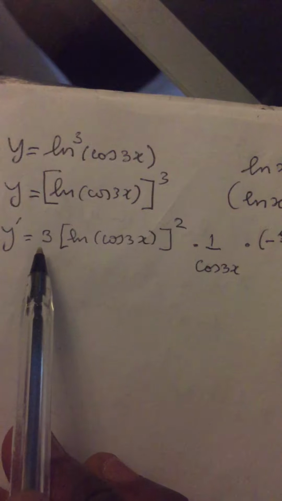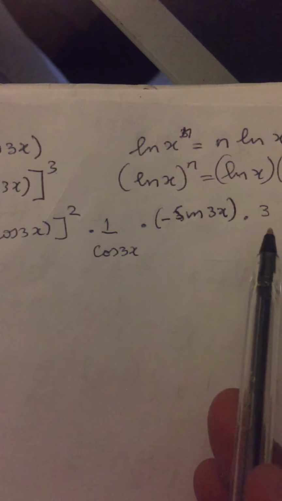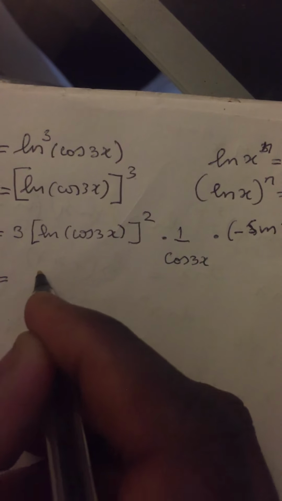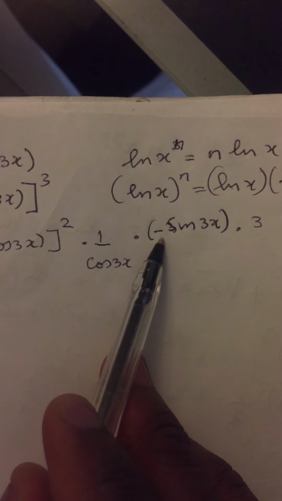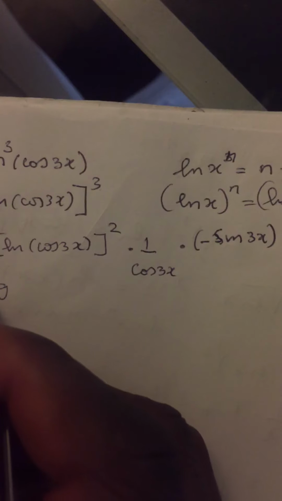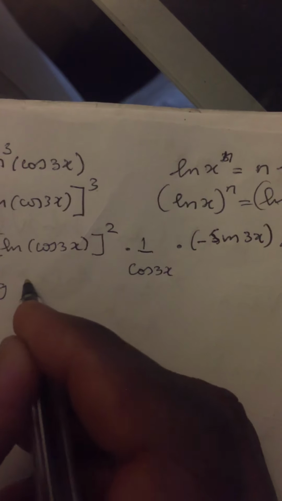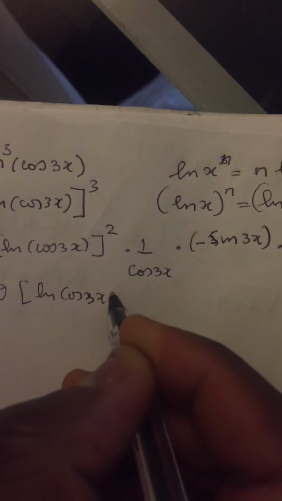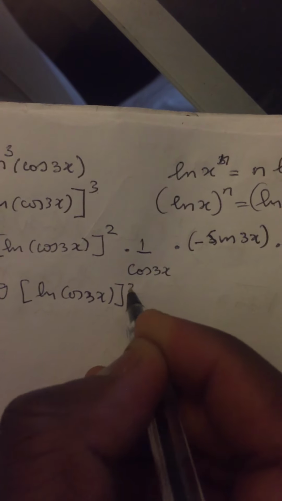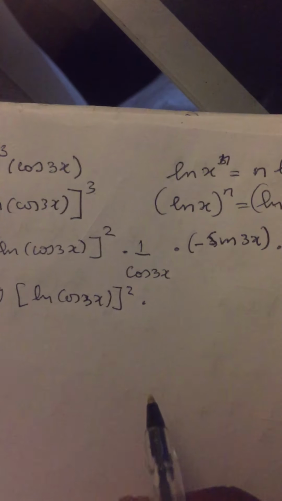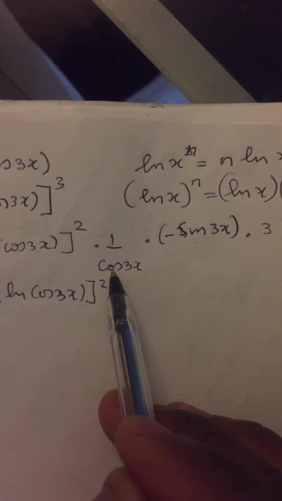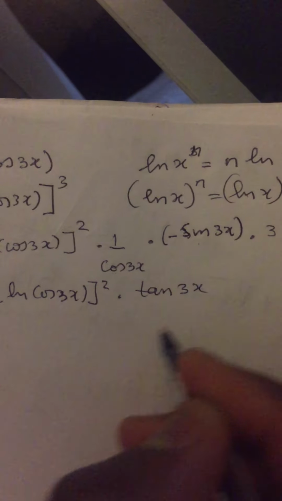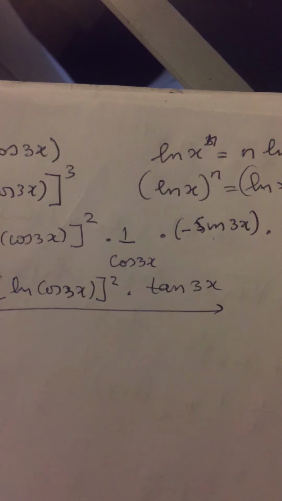From there, I have to rewrite my answer. I have 3 here and I have 3 here. 3 times 3 gives you 9. So y prime will be 9. But remember, I have a minus here, so I can just put the minus here. Then here I have my ln of cos 3x, exponent 2, multiplied. When you have sine divided by cos, it gives you tangent. So I'll have tangent of 3x. There we go. This is our answer.